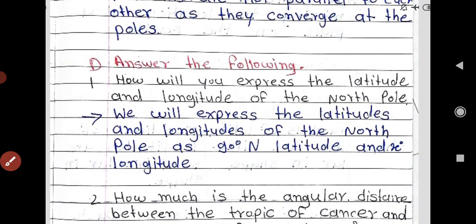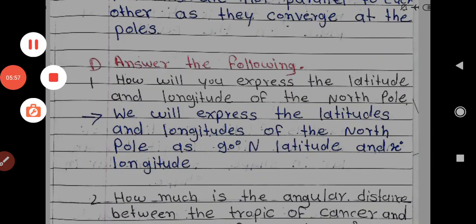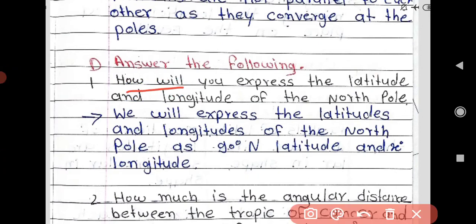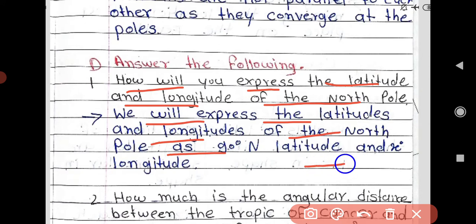Now D, answer the following questions. How will you express the latitude and longitude of the North Pole? We will express the latitude and longitude of the North Pole as 90 degree N latitude and 0 degree longitude. That is the answer.